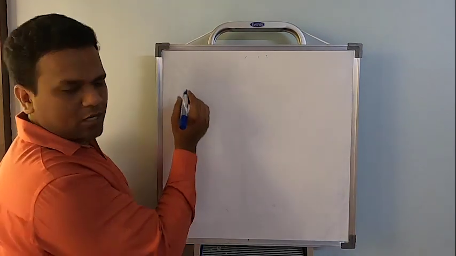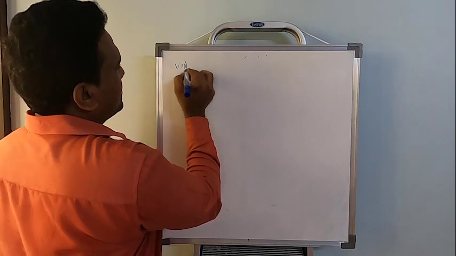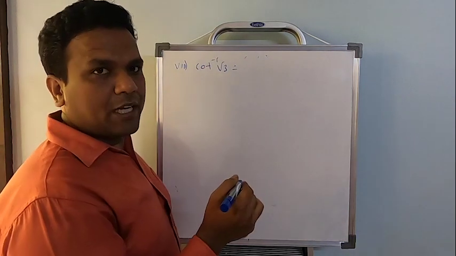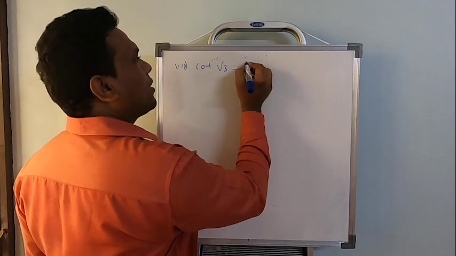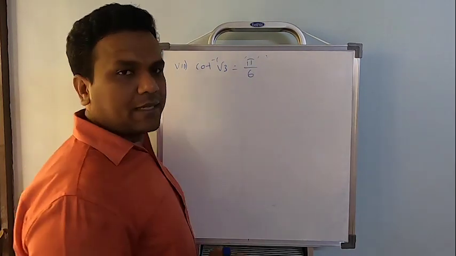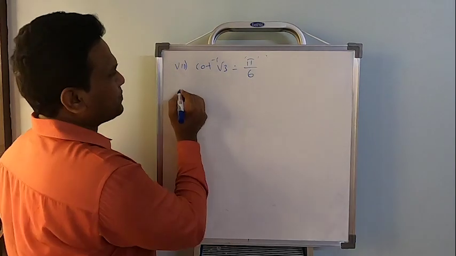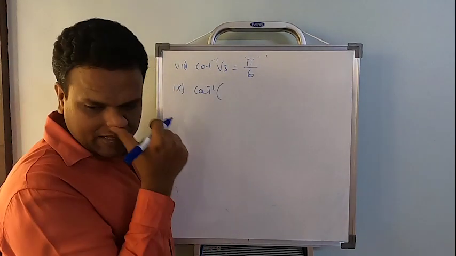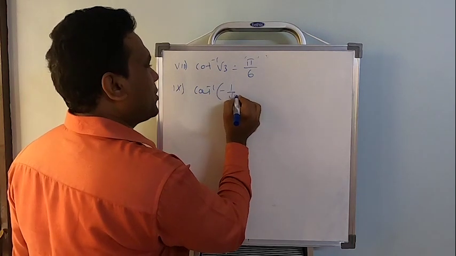Now the 8th problem is cot inverse root 3. Cot inverse root 3 is a direct value from the table. We are going to get root 3 in the cot table for pi by 6, that is 30 degrees. Next, the 9th one, cos inverse minus 1 by root 2.